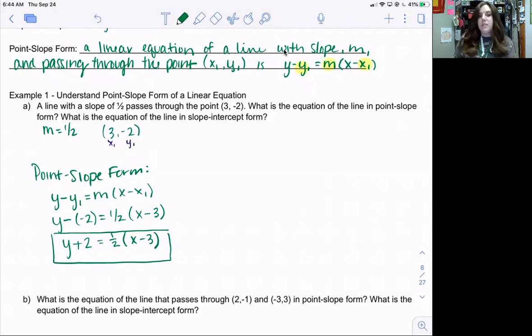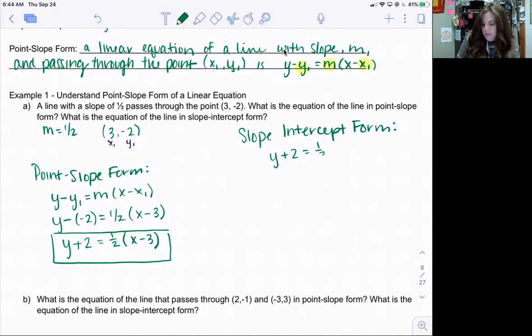Okay. So to get to slope intercept form, we're going to do the same. Start with our y plus 2 equals 1/2 times the quantity x minus 3. And remember, slope intercept form is when we have y by itself. So we're solving for y. So we're going to start off, let's get rid of our parentheses. So let's distribute this 1/2. So we have y plus 2 equals 1/2 x, and 1/2 times -3 is -3/2. Because remember, when we multiply fractions, we multiply straight across.